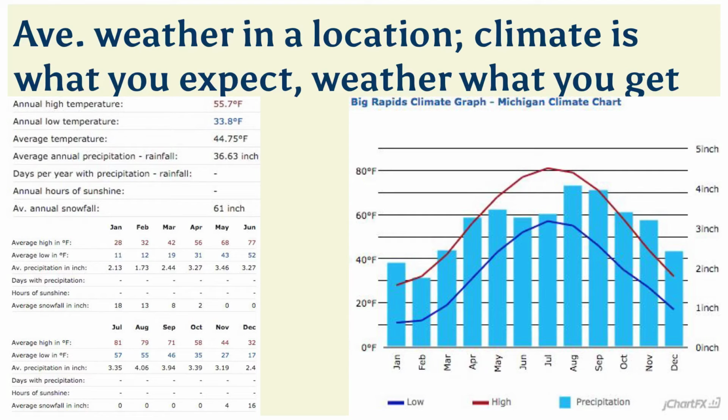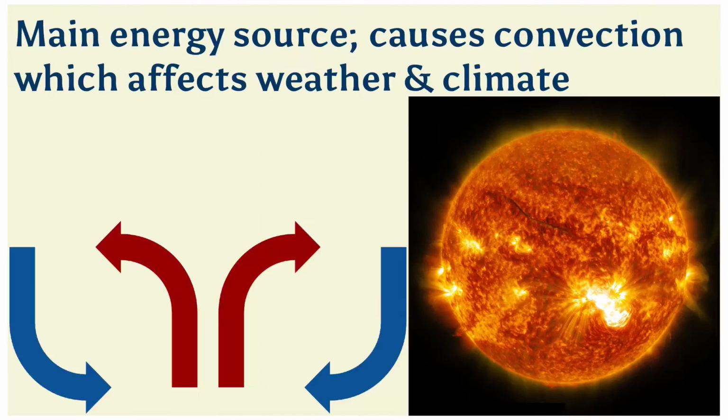Climate, on the other hand, is the overall picture of weather during periods of seasons or years. Climate is the weather in a location averaged over a long period of time. An old saying goes, climate is what you expect, weather is what you get.